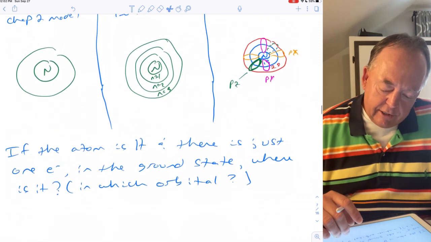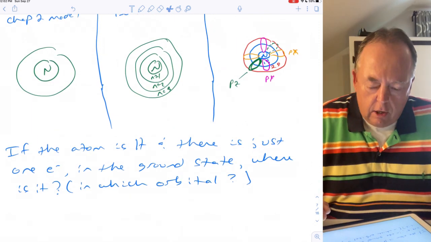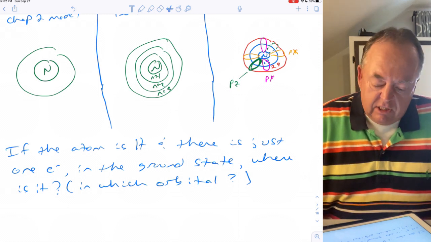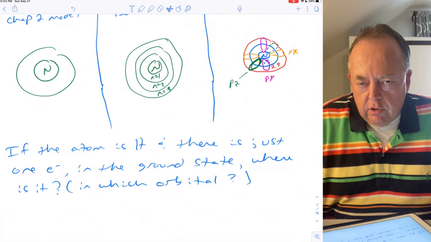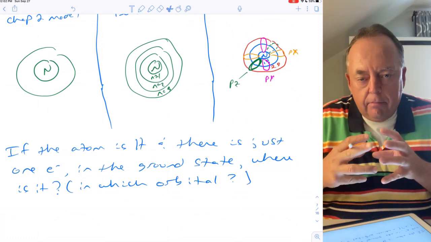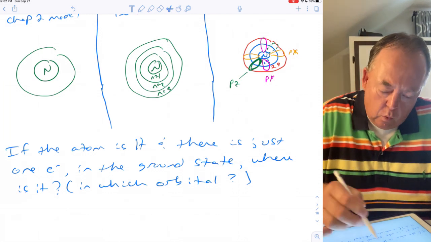Okay, so if this was a hydrogen atom where there's just 1 electron, where is that electron at? Well, it wants to be closest to the nucleus. What orbital is closest to the nucleus would be the 1s orbital. It is the smallest and it's the most compact around the nucleus, so it would be in the 1s orbital.